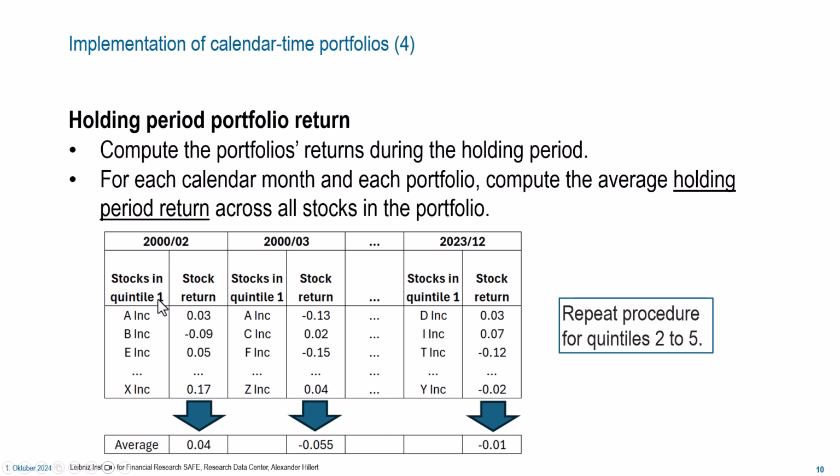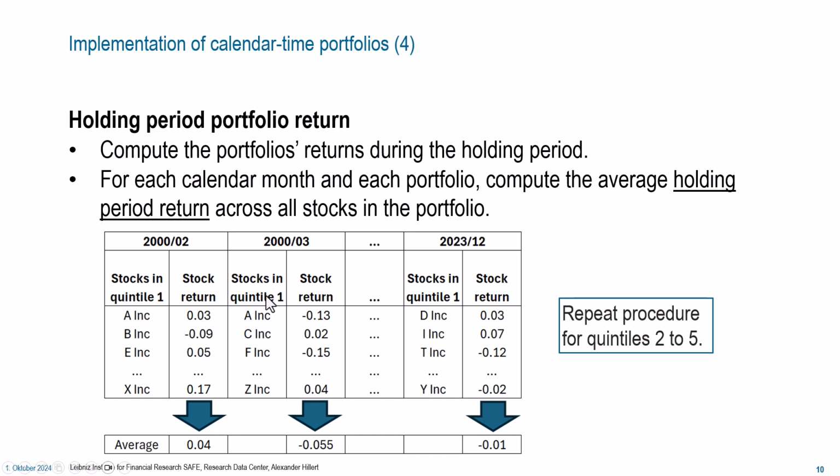So we take those stocks in quintile 1 here in February 2000, and we have a bunch of stocks here. A Inc. earned 3% return in February 2000. B Inc. lost 9% in February. E Inc. gained 5%, up to, let's say, X Inc. would be the last stock, did very well, earned 17%. Then we would take the average of the performance of all stocks in this portfolio, and in my example, that would be 4%.